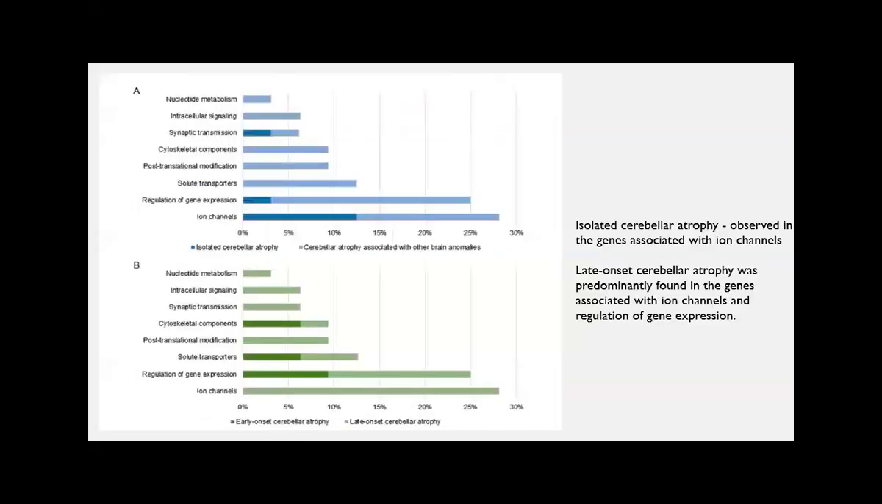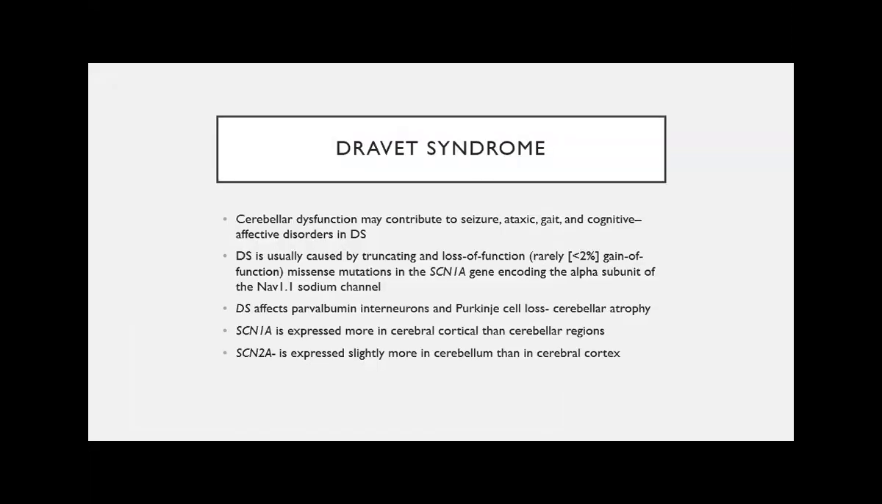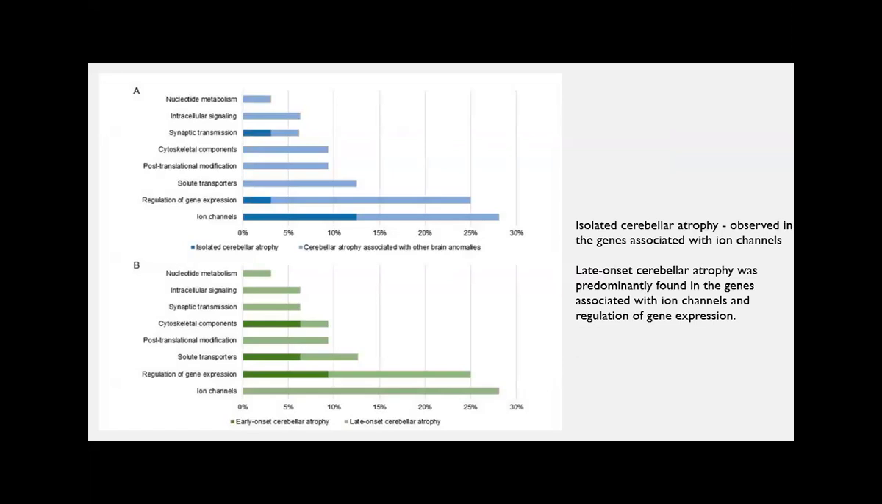And they have studied the genes related to isolated cerebellar atrophy and the genes that are related to cerebral atrophy with other brain anomalies, as well as early and late onset cerebellar atrophy. And they have found that genes associated with ion channels were more associated with isolated cerebellar atrophy. And late onset cerebellar atrophy was also more associated with ion channels and regulators of gene expression.